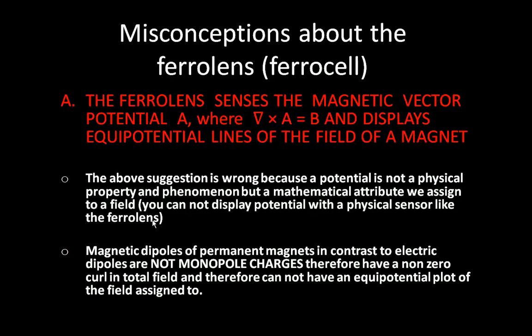It's a pure physical device, and physical devices can sense only force and motion. These are the only phenomena of electromagnetism. There is always force and motion. Potential is a mathematical attribute we assign to a field to characterize it, but it's not a physical phenomenon. Also, magnetic dipoles of permanent magnets, in contrast to electric dipoles, are not monopole charges. Therefore they have a non-zero curl in the total field, and therefore cannot have an equipotential plot of the field assigned to them.